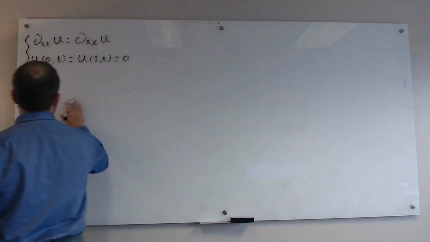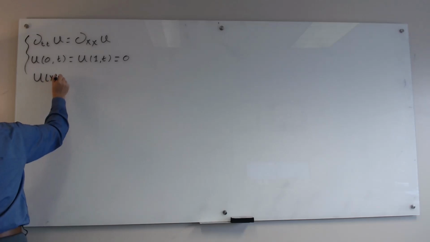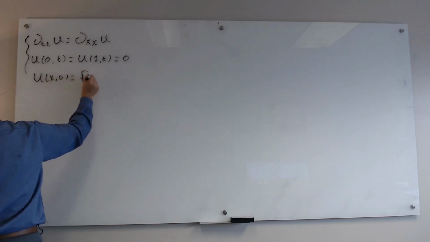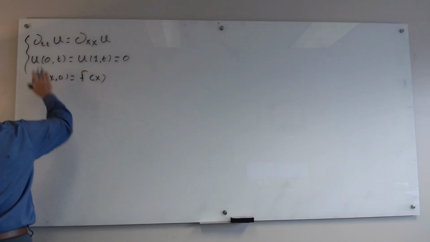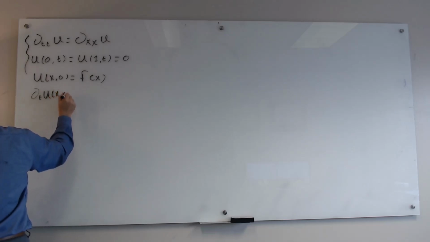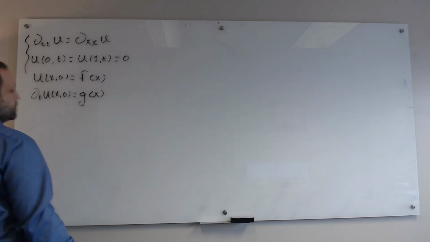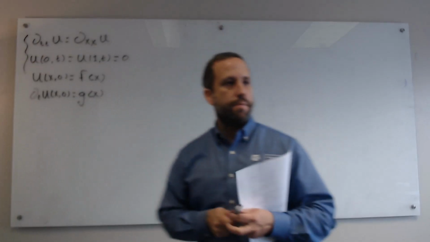Now, our initial conditions, just like we saw in the infinite case, u of x,0 is equal to f of x. And since it is a second order equation in the t variable, we also need to know the initial velocity. So u_t of x,0 is going to be equal to g of x. Okay, so that's the setup.